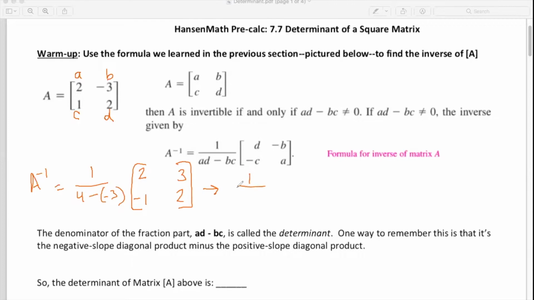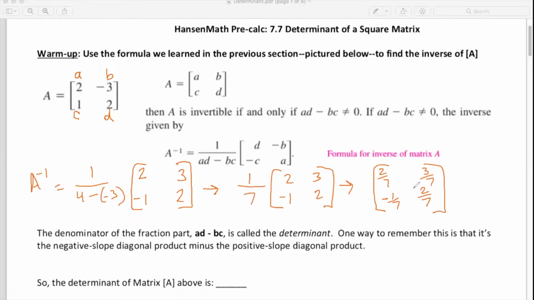So we have 1 over 4 minus a negative 3, which is 4 plus 3, which is 7, times 2, 3, negative 1, 2. So now this 1/7 is a scalar. It distributes to all 4 elements. So you have 1/7 times 2 is 2/7. 1/7 times 3 is 3/7. 1/7 times negative 1 is negative 1/7, and 1/7 times 2 is 2/7.